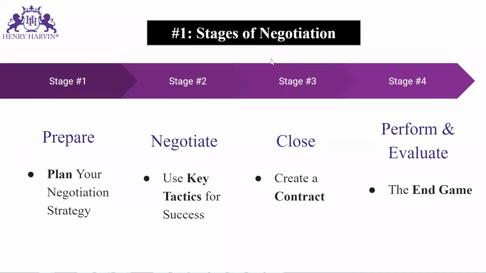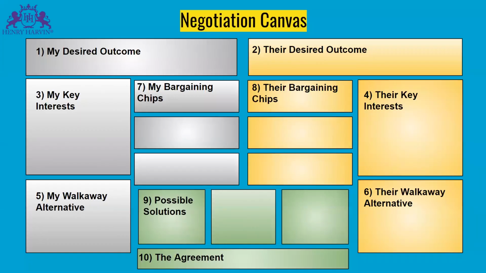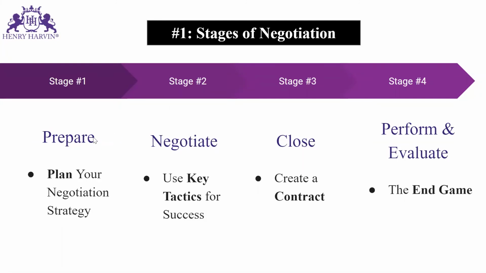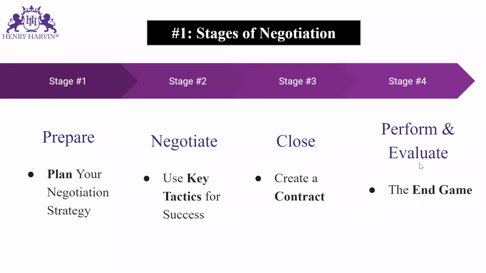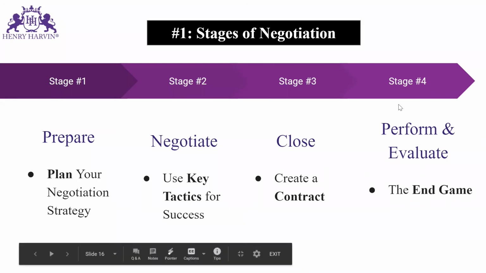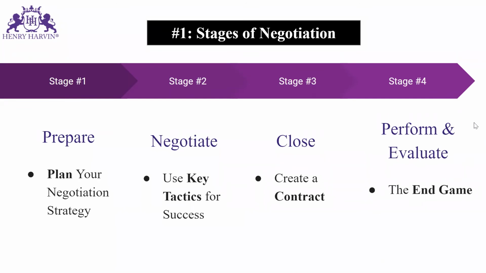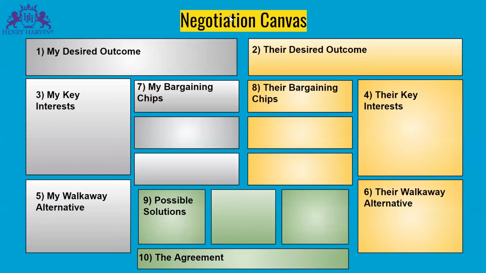Like I said, we will work on this negotiation canvas that would help us focus on our points, and we will also look into a small case study. So prepare, that is plan your negotiation strategy. Negotiate, use key tactics for success. Close, that is close after you come to a consensus of an agreement. Perform and evaluate, that is the end game: after everything is done and the decision is taken, you perform and act on the final decision. So now let's look into the negotiation canvas.